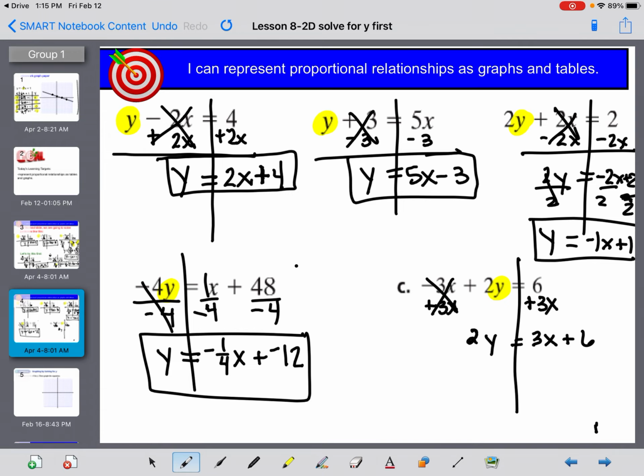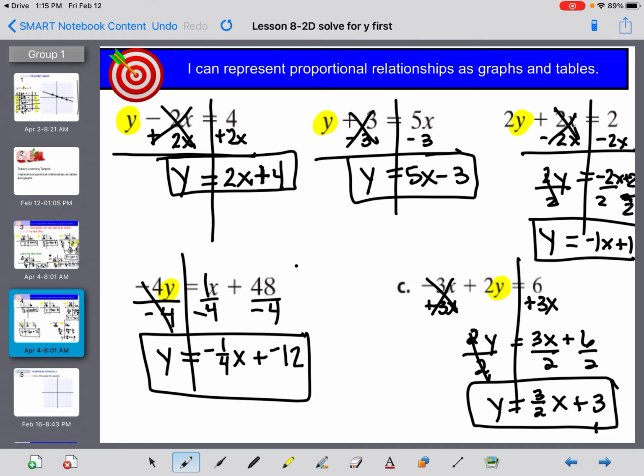2y equals 3x plus 6. Then divide both sides by 2. Y equals, now leave this one improper, always, plus 3. There we go. All right, so now that we've had some practice solving for y, we're ready to do some graphing of the equation. So we solve for y, make a table, then graph.